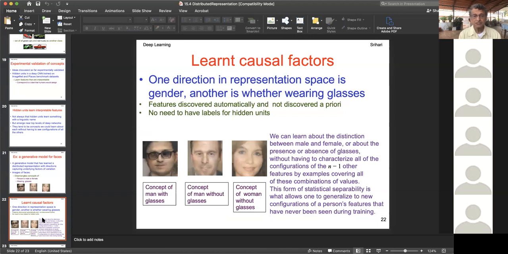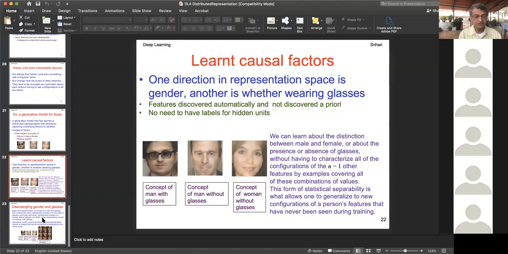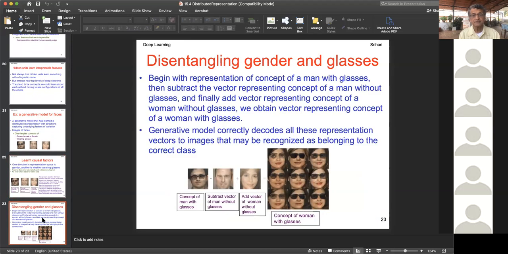All right, so these are the causal factors that are learned. And this is an interesting observation. They disentangle gender and glasses. It's not a mixture of the two. We've got two independent features here.